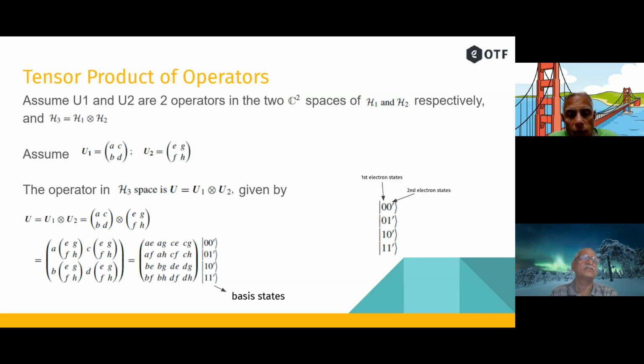So once again, talk about two C2 spaces, and then you define the operators in those individual C2 spaces, and then you can realize an operator in the combined space, which is nothing but a tensor product of these operators, and that will give you an operator which will be working in the C4 space. And what are the basis states for the C4? It will be state 0, state 1, state 2, and state 3.